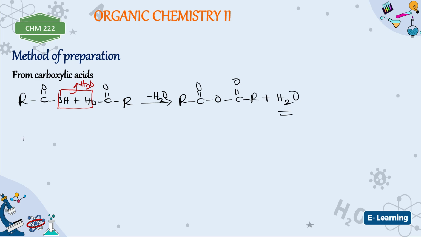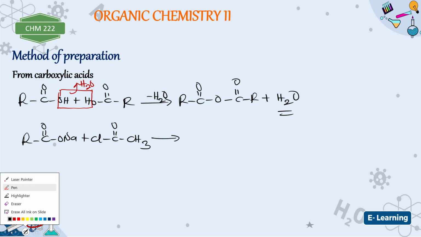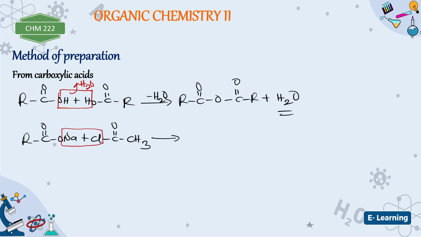Another method again is from the sodium salt of a carboxylic acid with acetyl chloride. We learned something like this. The acetyl chloride, or acyl chloride, we learned just now. Now this one is going to remove sodium chloride. We learned something like this under the reaction of the acyl halide, and this is going to give us RCOOCOCH3, with C double bond O. This is also another method of preparation of the acid anhydride.